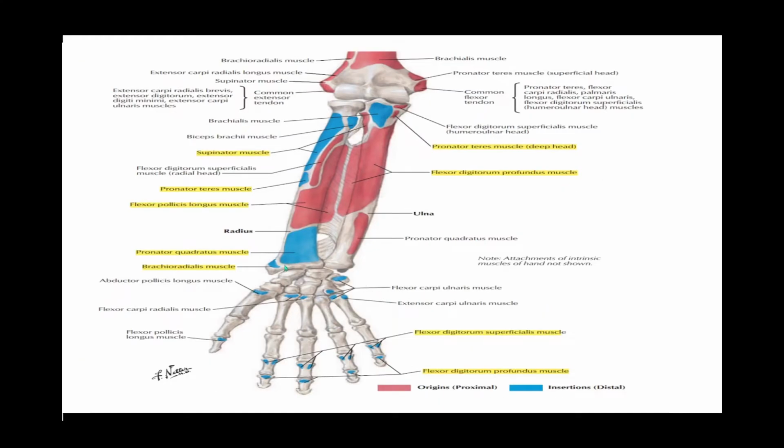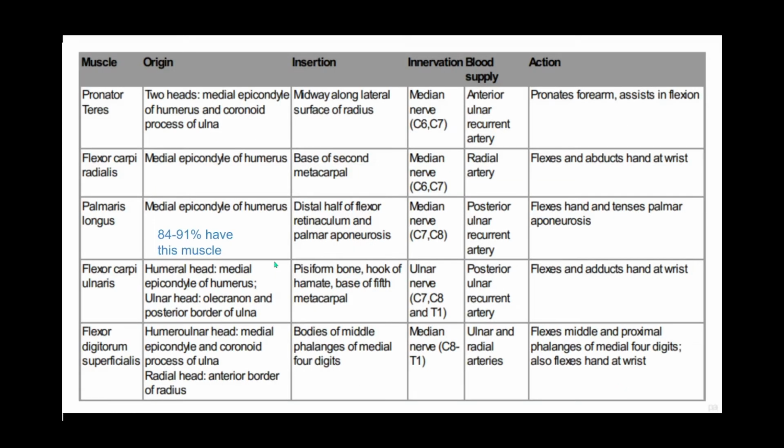And if you look at the insertion of the brachioradialis, it inserts into the distal parts of the radius, okay, into the radial styloid, the base of the radial styloid process. That's where the brachioradialis muscle inserts. So it comes from above there and then inserts into the base of the radial styloid process.